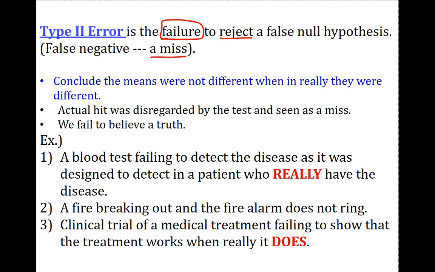An example, a blood test fails to detect a disease that it was designed to detect in a patient who really has the disease. A fire breaking out and the fire alarm does not ring. A clinical trial of a medical treatment which fails to show that the treatment works when it really does. So we do the measurements on this stuff. We say, hey, stop taking the medicine. It doesn't work. But actually, it was working. These are type 2 errors.